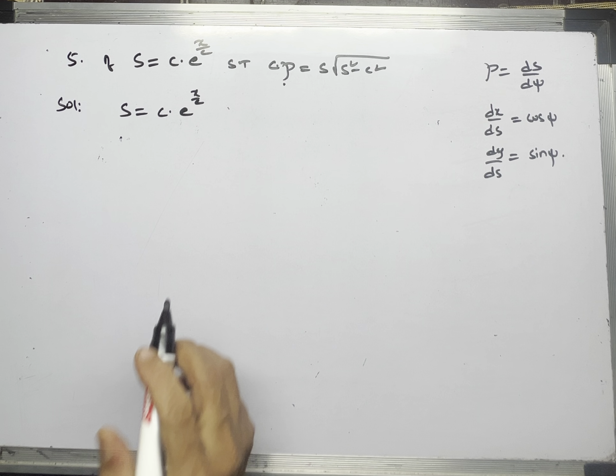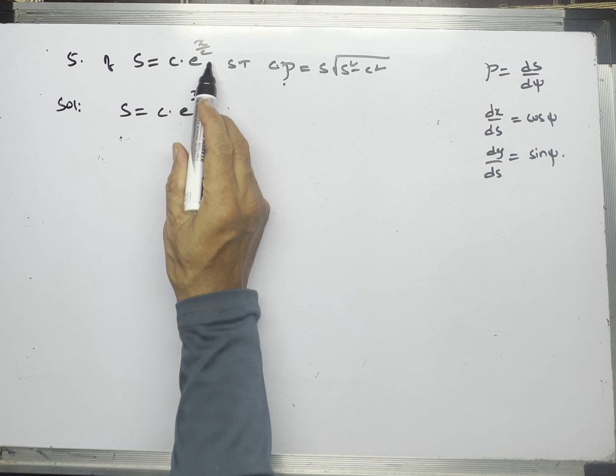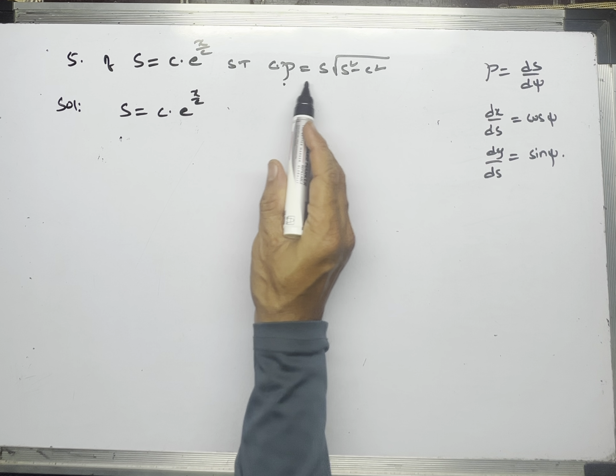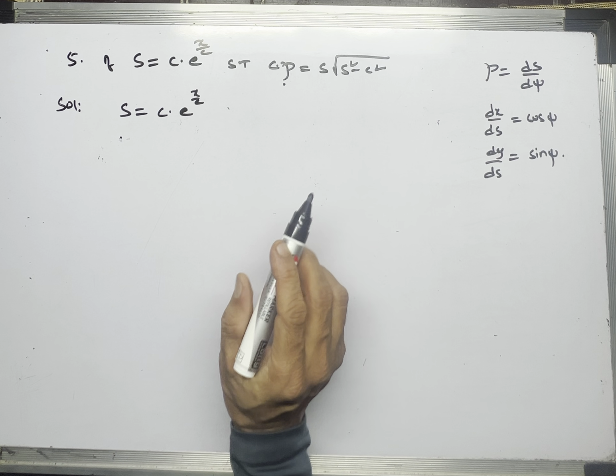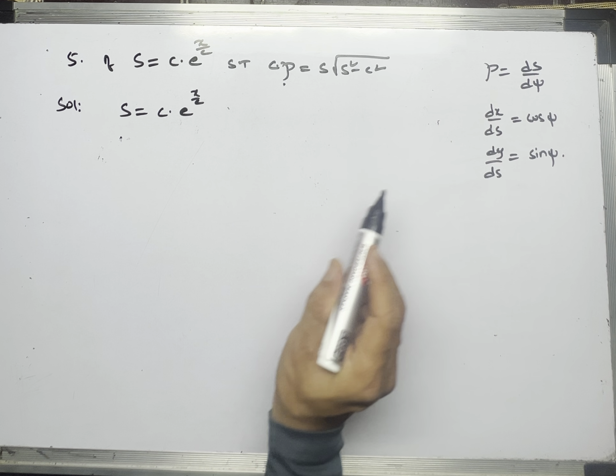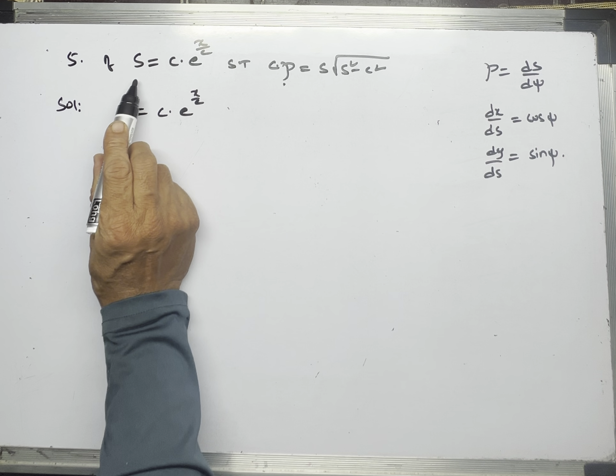One more example you can check now. S equals c into e power x by c. Show that c into radius equals s root of s square minus c square. So basically we have to find radius here. So radius rho equals ds by d psi if the question is in terms of s.